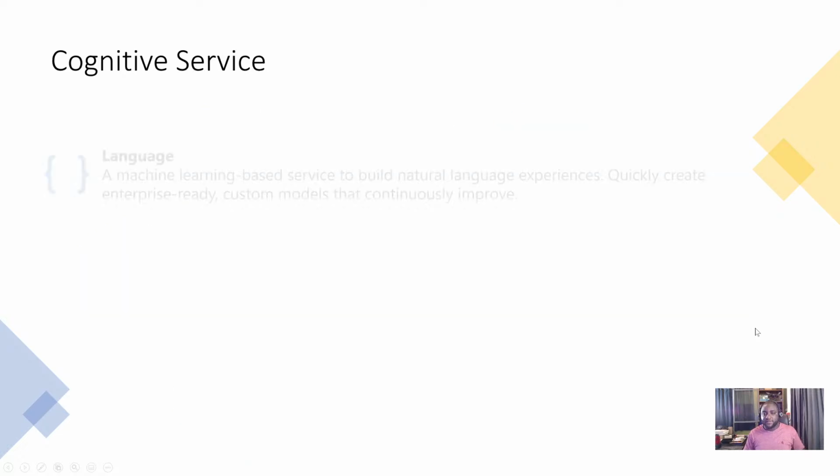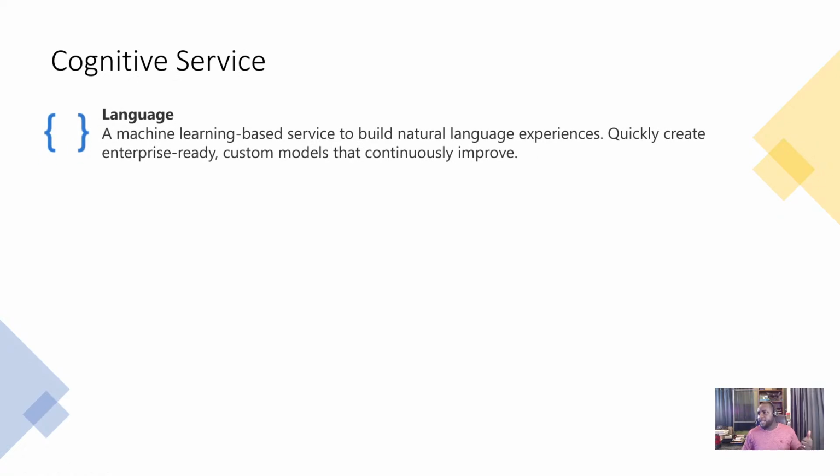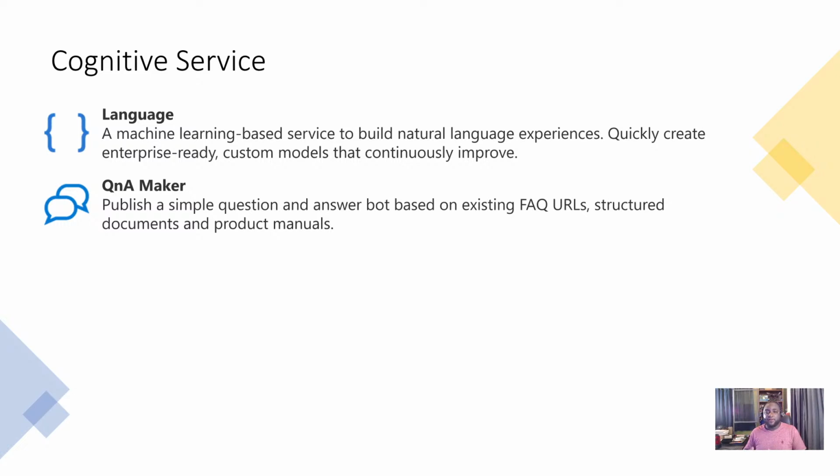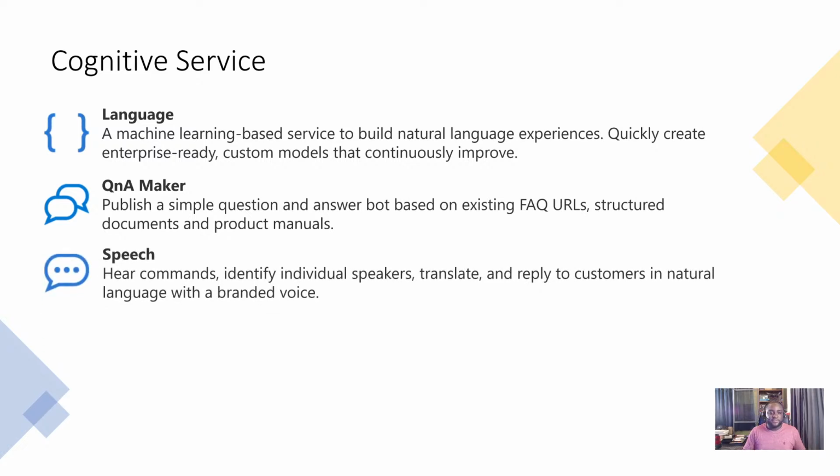Now, with that said, let's take a look at some of the cognitive services. You can use the language cognitive service, a machine-learning-based service that allows your bots to quickly understand and improve on what people are saying to it. Then there is QnA Maker, which allows your bot to use a published frequently-asked-questions URL to create an interaction with your users. Then we can talk about speech. The speech cognitive service allows your bot to hear commands, identify who's speaking, translate, extract their intentions, and then serve them properly.